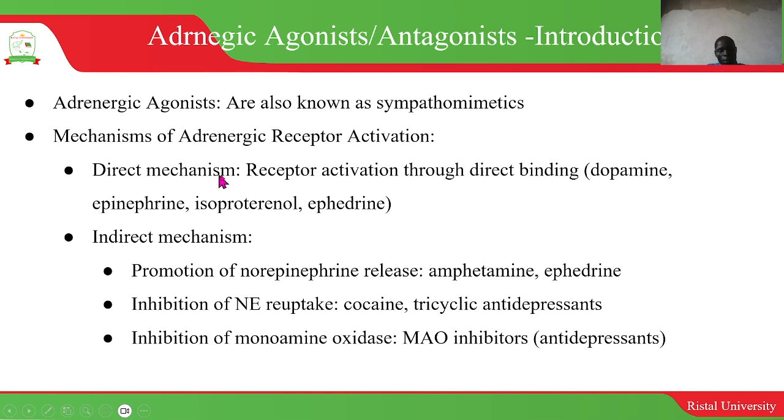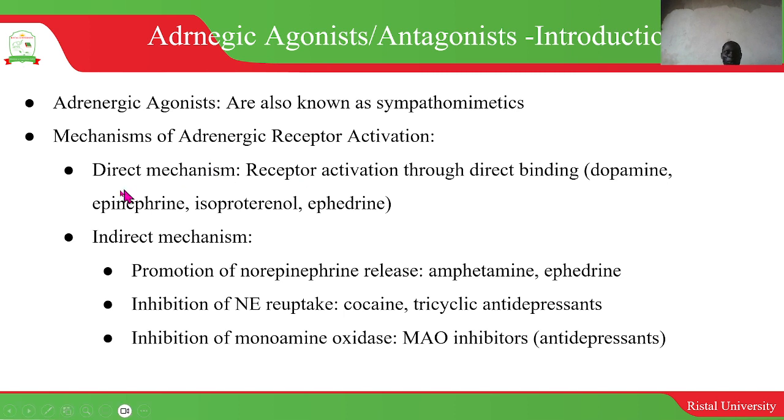How do they work through a direct mechanism? Here we said receptor activation through direct binding of dopamine or epinephrine or isoproterenol or ephedrine. So this one is through direct binding, and once it binds to a receptor, it activates a sympathetic response.